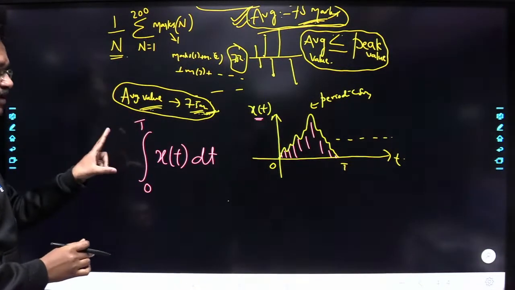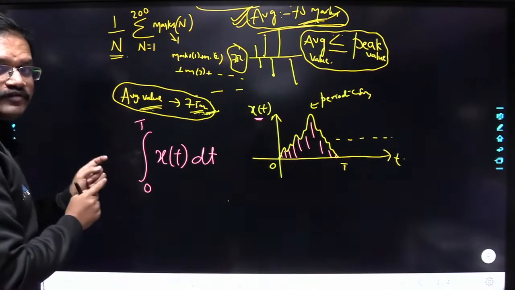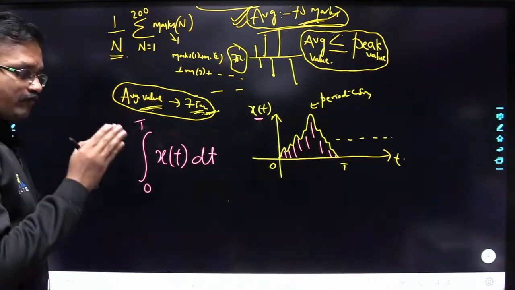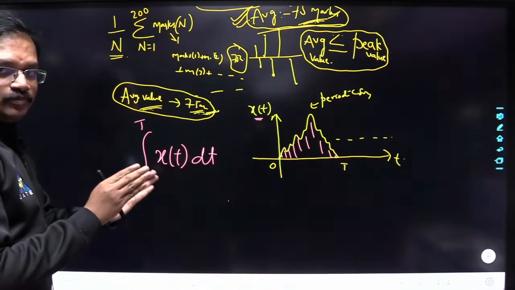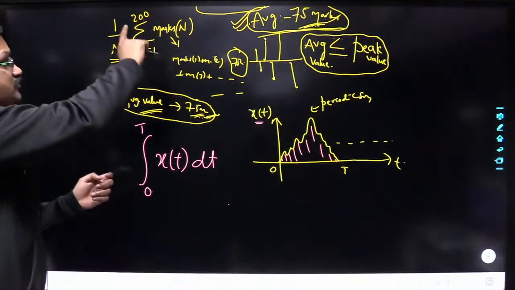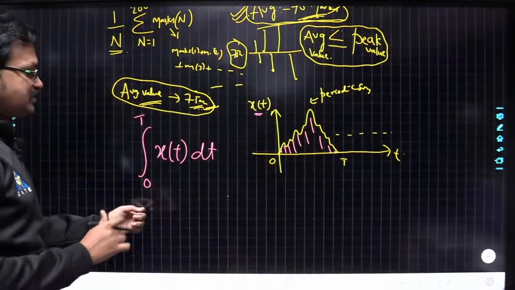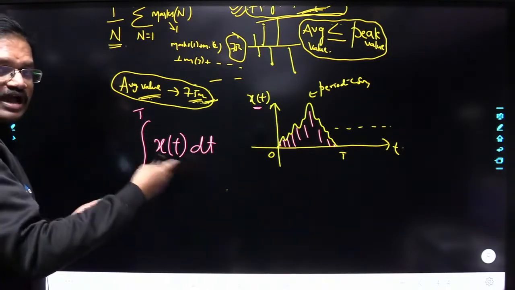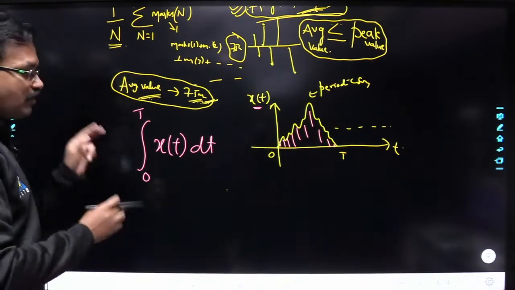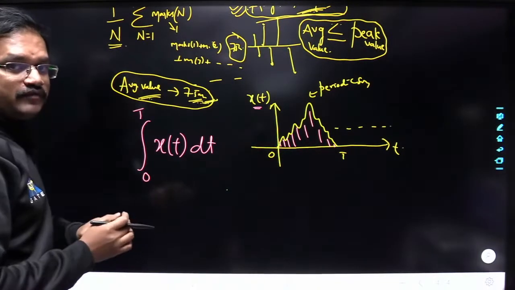See, the average value will always depend upon this period. For how much period you are calculating the average value is very important here. If I change the number of students, then the average value is also going to change. Here if I change the period to 0 to t by 2, then the average value is going to change. So the period you use is very, very important.